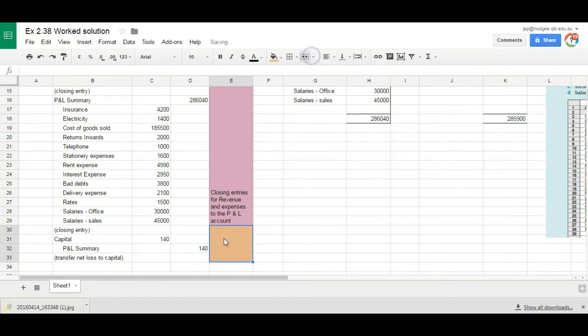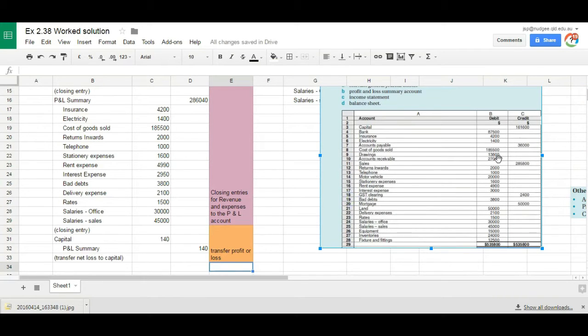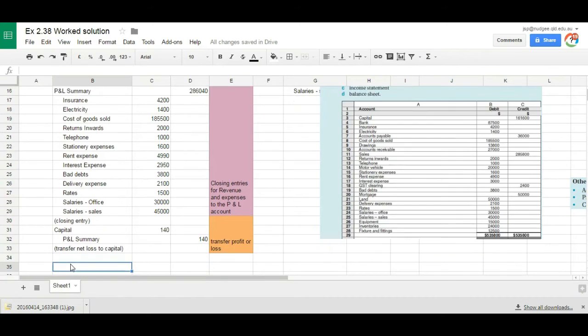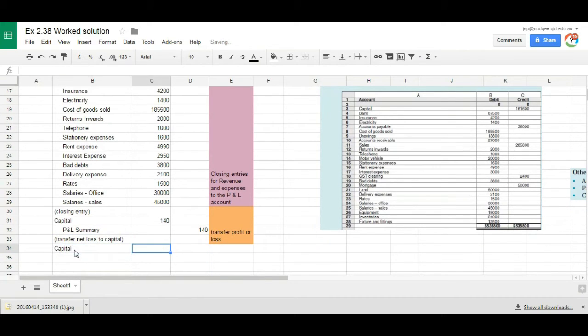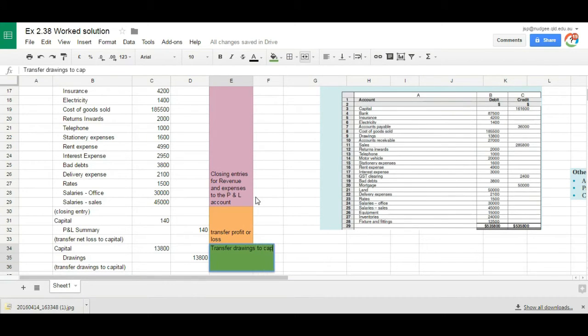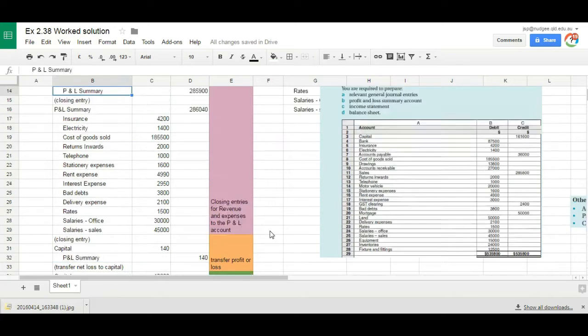These aren't surprises. These will happen every single time. Either it'll be a net loss or a net profit, but it'll always happen. You'll be transferring something. Now this is where we transfer our drawings to our capital account. And again, this always happens. There's always some drawings in there somewhere, so expect this to happen at some point.